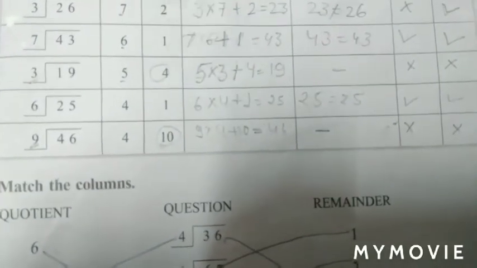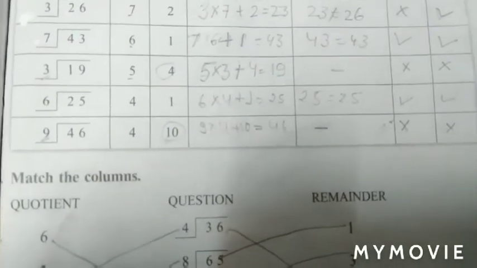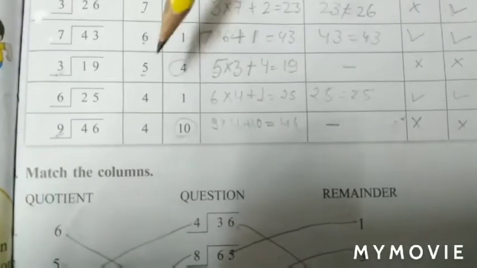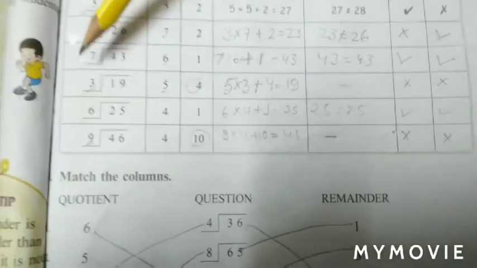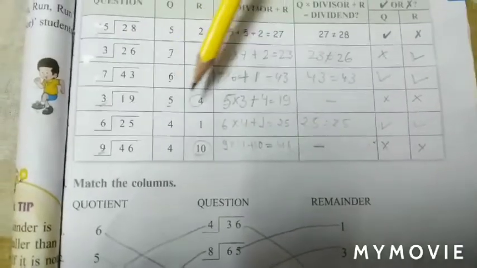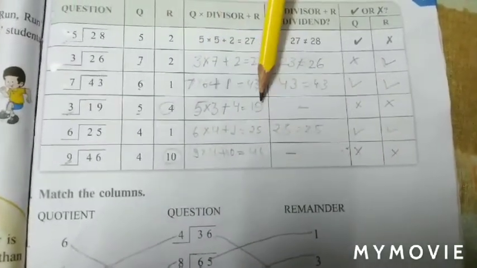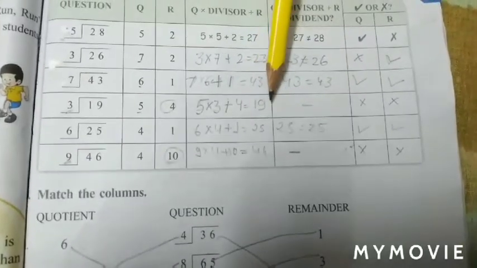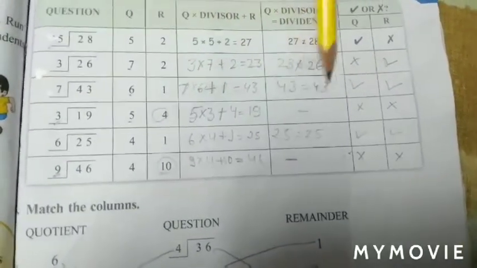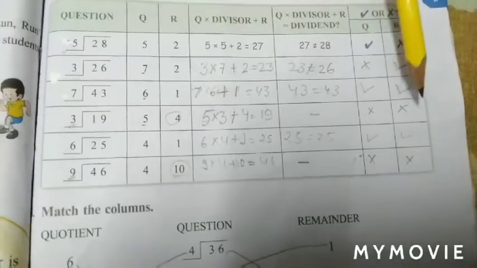As you know that the remainder should always be smaller than the divisor, but here the remainder is greater than the divisor, so both quotient and remainder are wrong. When you put the values here, still you will get the answer 19, but this is the wrong way. So here quotient is wrong and remainder is also wrong.